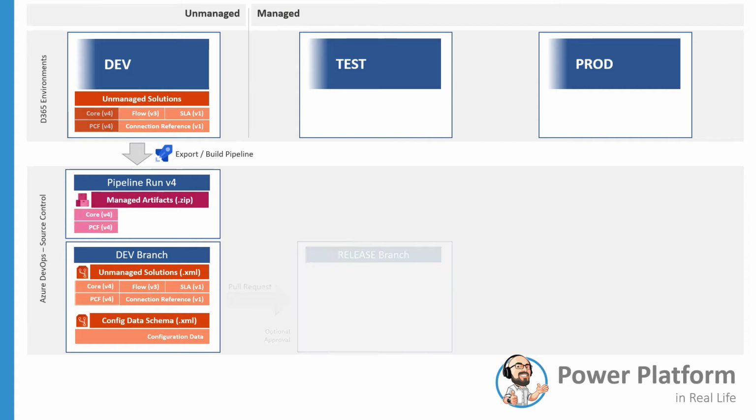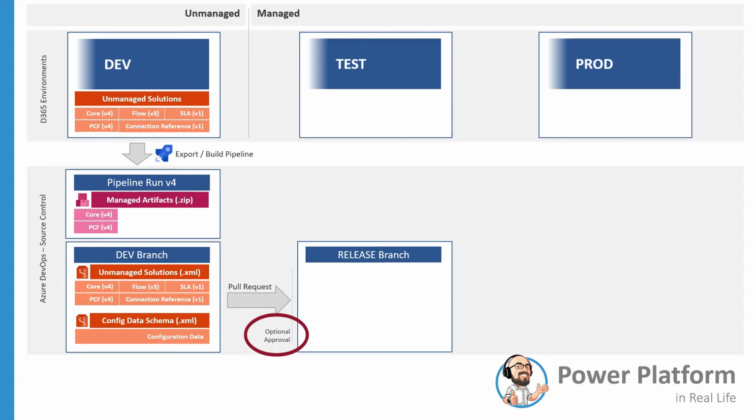The last step is to create a pull request to merge the code to another branch. At this point, as an option, you can use branching policies and request approvers to approve your merge before it actually gets merged to the new branch. This is our build pipeline. A consistent and repeatable way to export managed and unmanaged solutions and data to our source control.